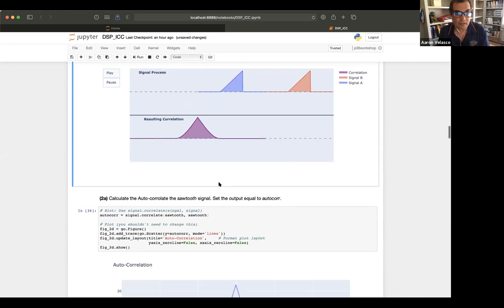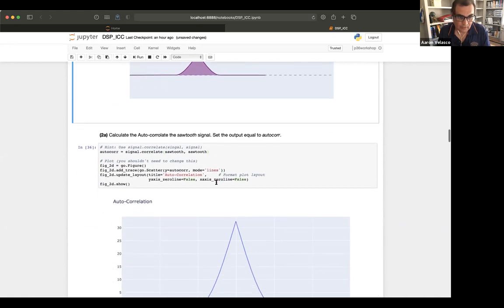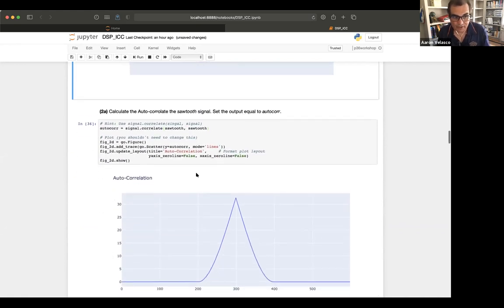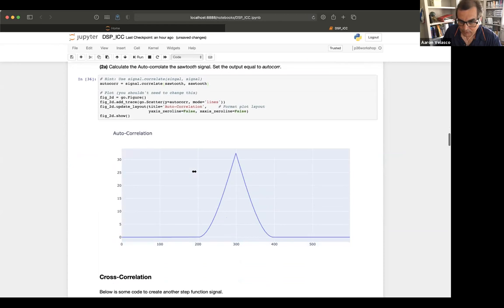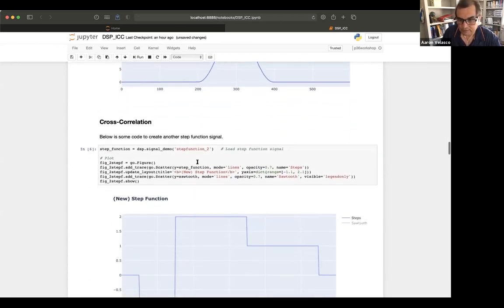That would be basically the cross correlation. So if A or B. In other words, you can use the same function to do the auto and the cross correlation. Okay, so go ahead and step them through the cross correlation.